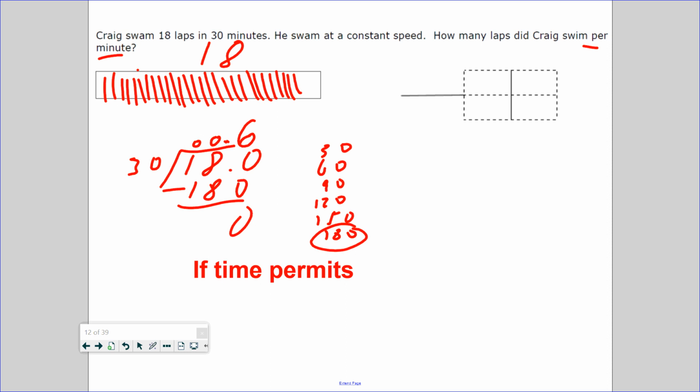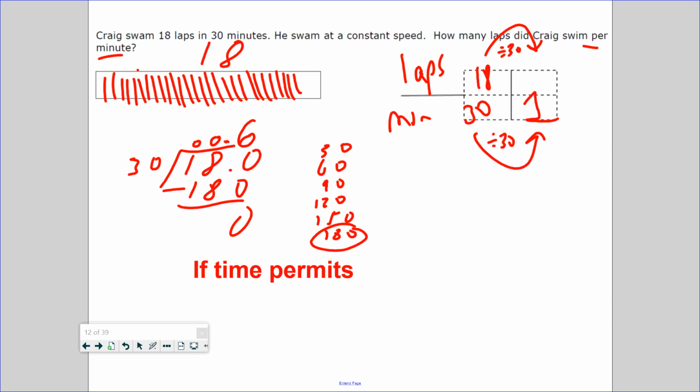I find that a table is easier to understand for this question. So let's label our table laps and minutes. 18 laps, 30 minutes. I want to know how many laps you can swim per minute, which means each minute or 1 minute. How do you break down these 30 minutes into 1 minute? I divide by 30, divide by 30, and we just did it here. 18 divided by 30 is 0.6.